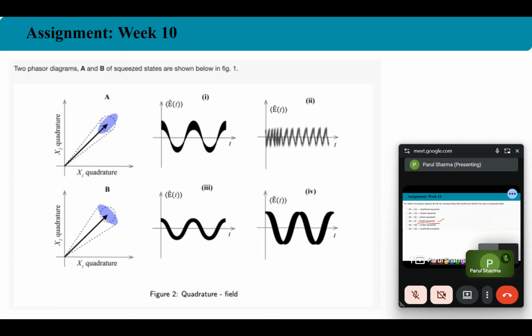Okay, then the next question is B. For B, delta x2 corresponds to the fourth position, that is amplitude squeezed.